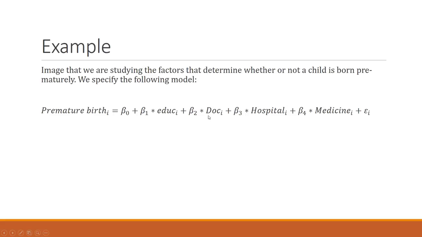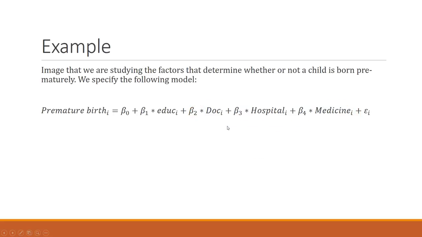And we think that it's a function of whether or not the mother has access to a doctor, a hospital, and neonatal medicine. All right, so here's our model of whether or not a baby is born prematurely: a function of the education of the household head, access to a doctor, access to a hospital, access to medicine.